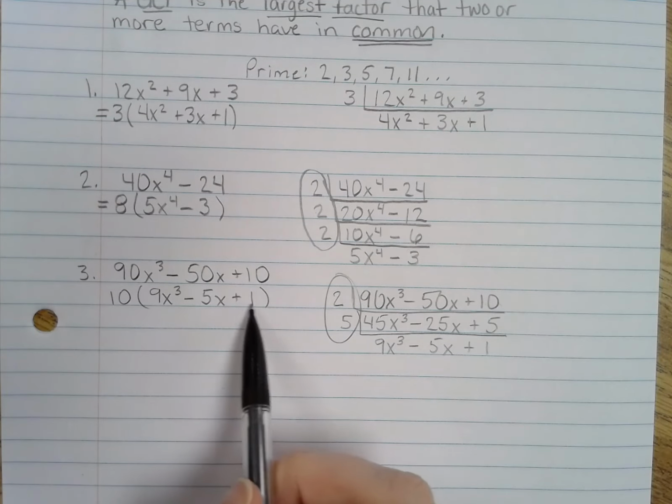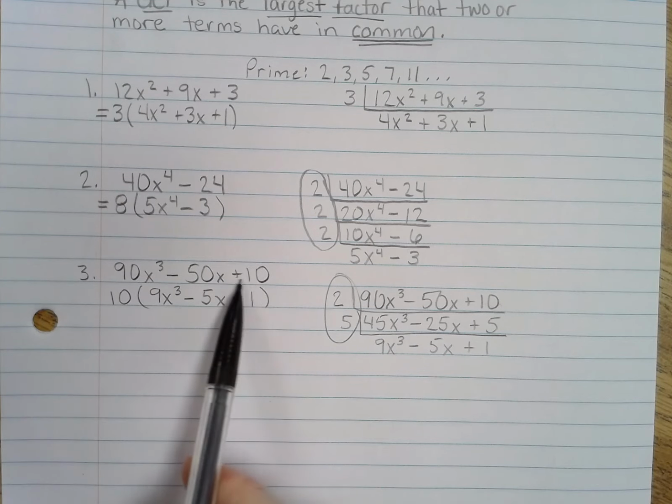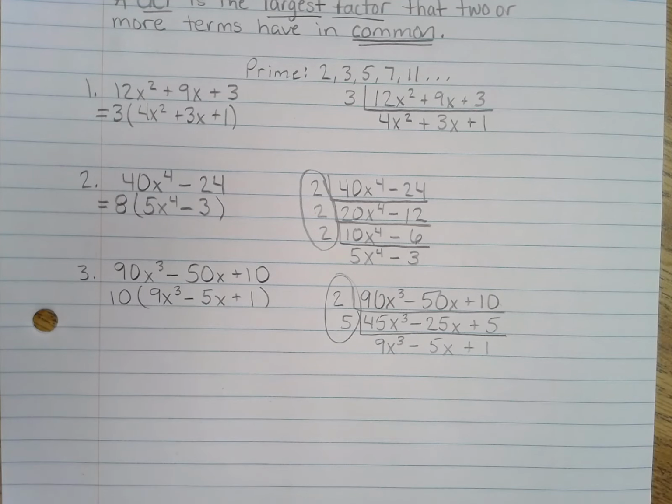Always be careful with that plus 1 at the end. I commonly see students wanting to leave that off. We cannot leave that off from our answer because 10 times 1 is how we get that last term in this case. So be sure to include that in your final answer in your factored form.